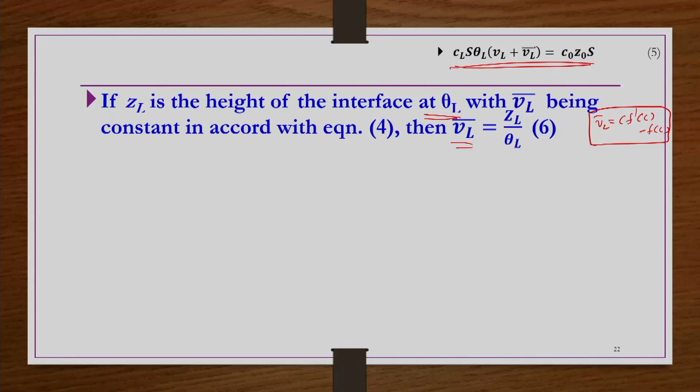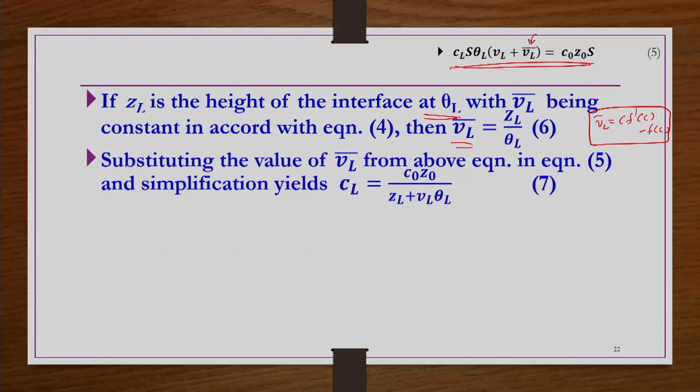Now, in place of VL bar you substitute ZL by theta L and simplify this equation. Simply, you will get the concentration of solids in that particular layer: CL is equal to C naught Z naught by (ZL plus VL theta L). Initially we started by finding the importance of this layer, then the rising velocity of this layer, and then the concentration of the solids. So those things are now known.